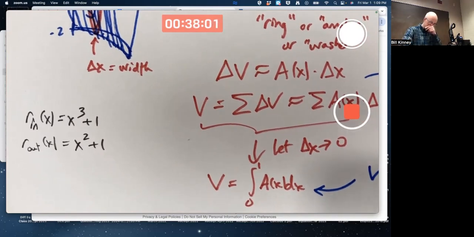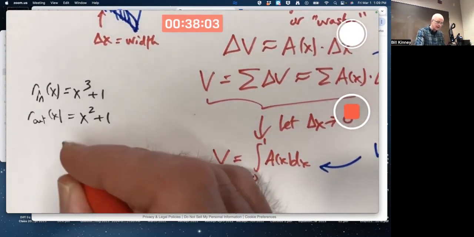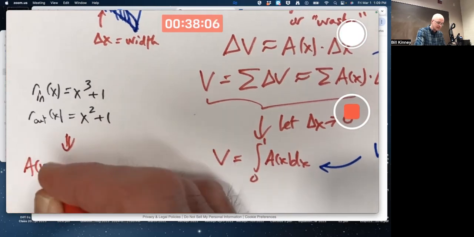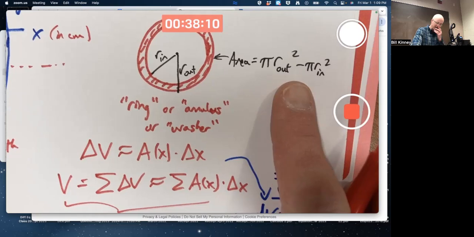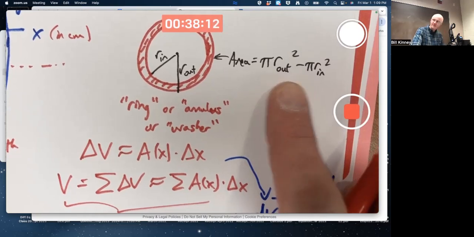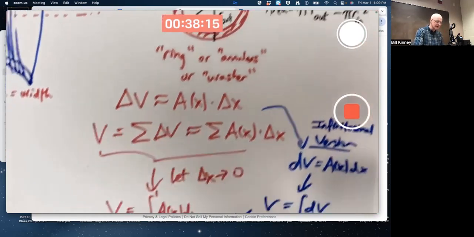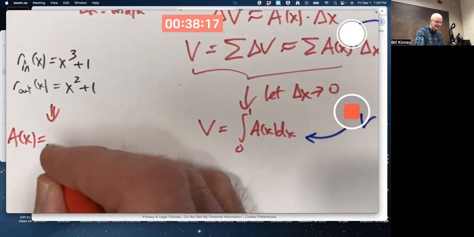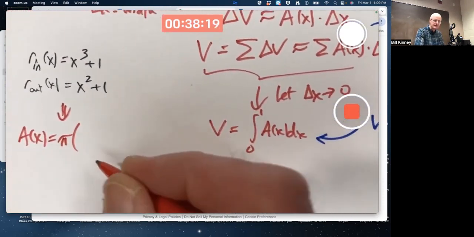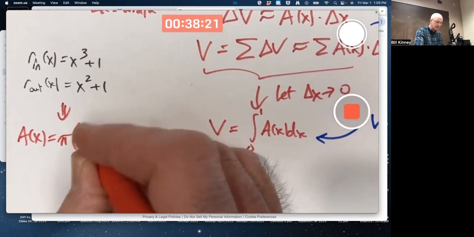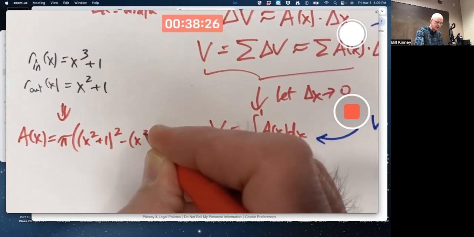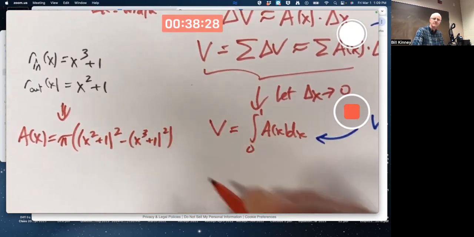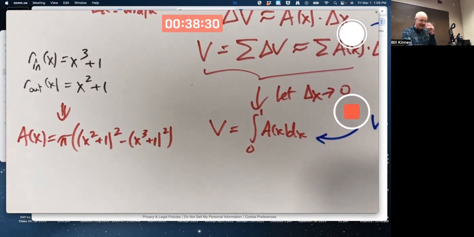Combining these things, we see that the A of X function, going back up here, I could factor out the pi. There's a factor of pi in both spots. It's pi times, in parentheses, R out squared, which will be x squared plus 1 quantity squared, minus R in squared, x cubed plus 1 quantity squared. And that's the function we'll have to integrate.